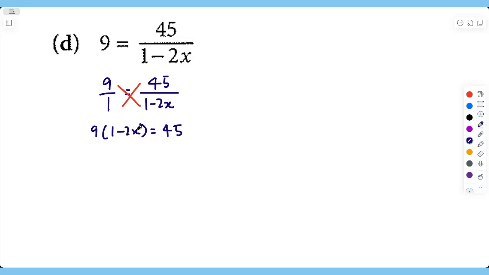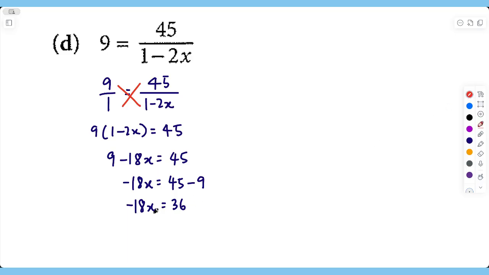Let's expand the left side. That will be 9 minus 18x is equals to 45. Keeping negative 18x on the left side, let's bring positive 9 over. The right side will be 45. Positive 9 bringing over will become negative 9. So negative 18x will be 36.